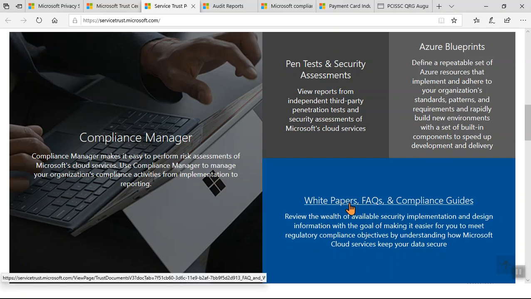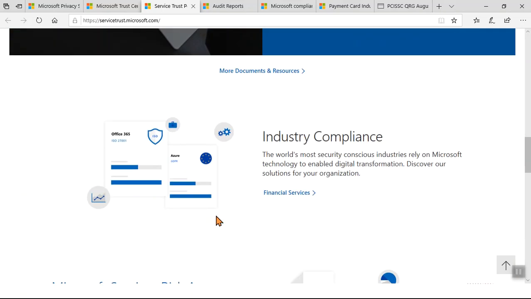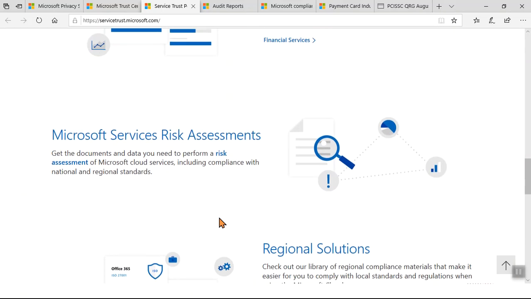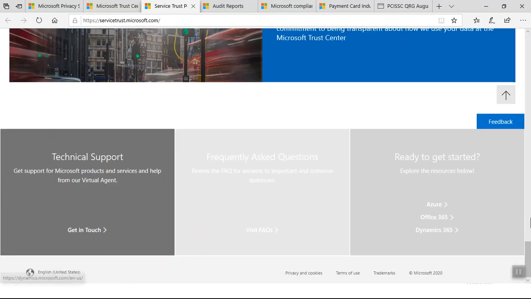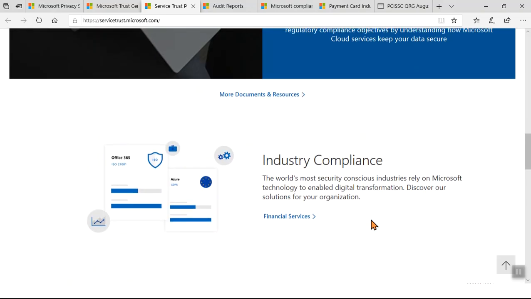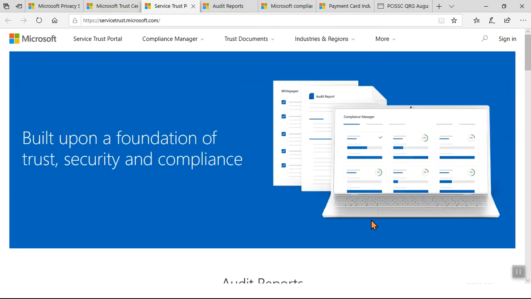So over here we have compliance reports, white papers to help guide you as a customer as well, and a lot of other content, technical support from Microsoft, FAQs, and guidance to get started on the cloud, right? So again, please go through the Service Trust portal, because that really helps you to evaluate whether or not the cloud is suitable for you, right?